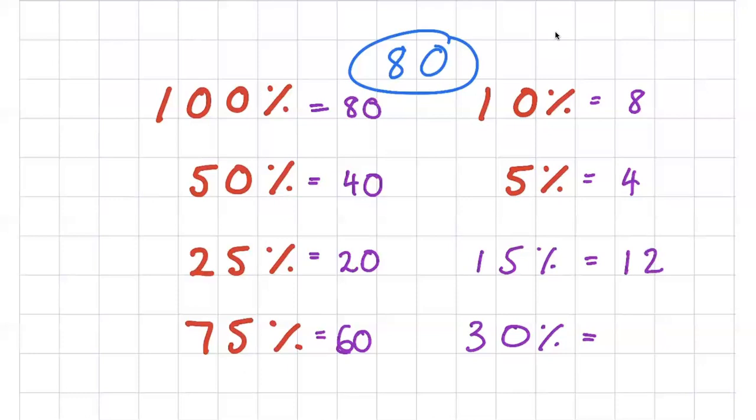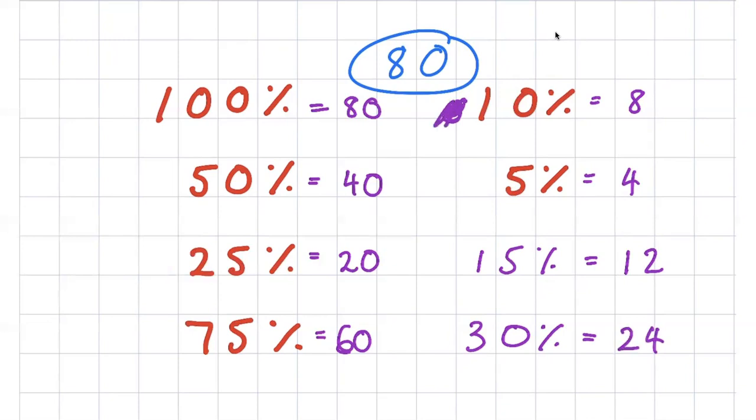We've got 30%. Now 30%, a bit more complicated. You could take the value of 25% here and the value of 5% here, add them together, and you'd get 30%. You could get the same answer if you take the value of 10% here and times it by 3. So you can do it whichever way you want. It doesn't matter. There's no right answer here. But I would personally do 10% times 3, and that's 8 times 3, which is 24. So 30% of 80 is 24.